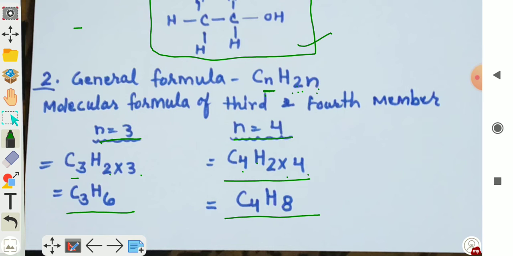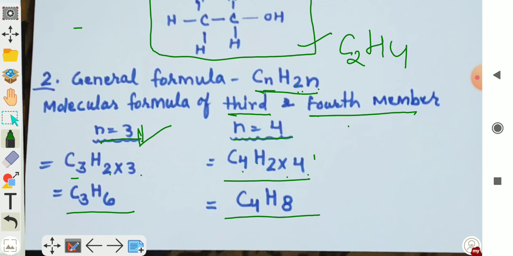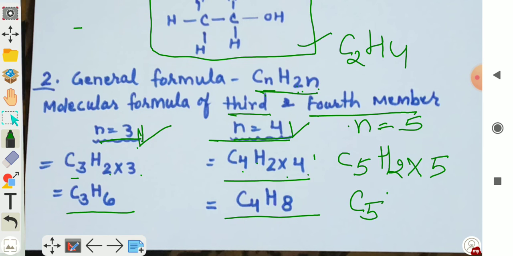Or you can write it this way: the first member of this series is ethene, C2H4. So second member will be C3H6, third member will be n equal to 4, and fourth member will be n equal to 5. So when we put the value of n as 5, C5H2 multiplied by 5, the formula will be C5H10. This one is the fourth member.